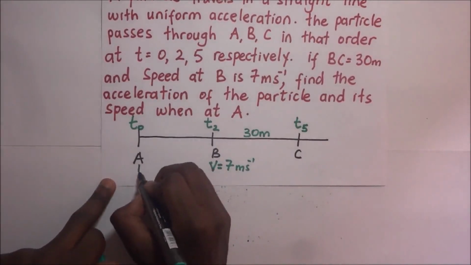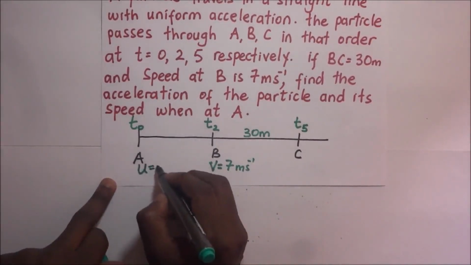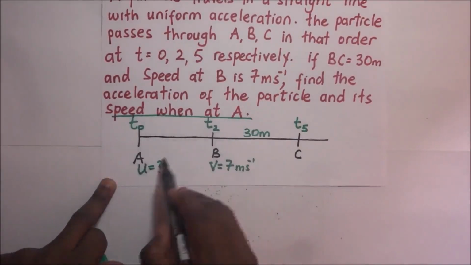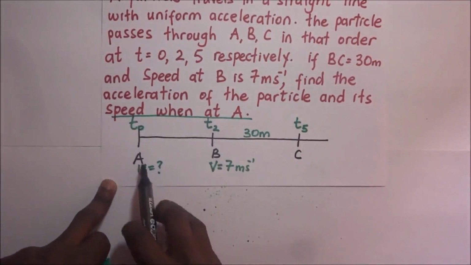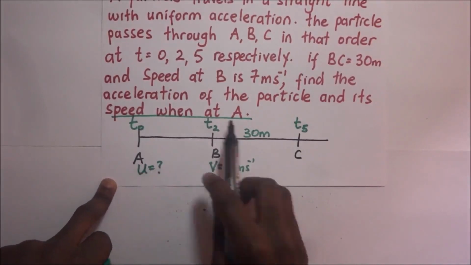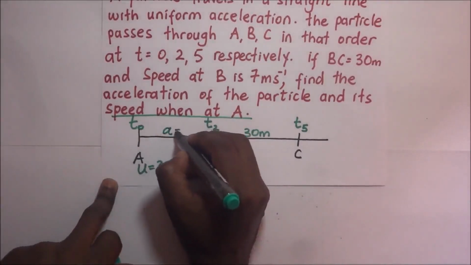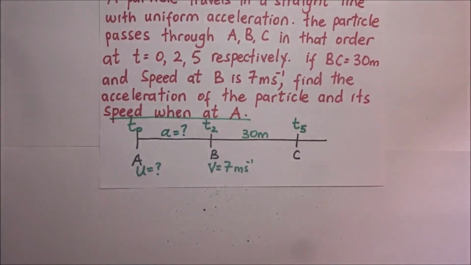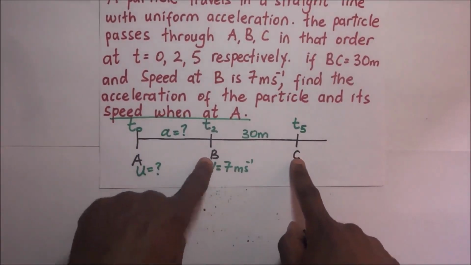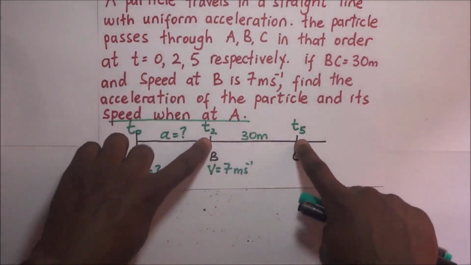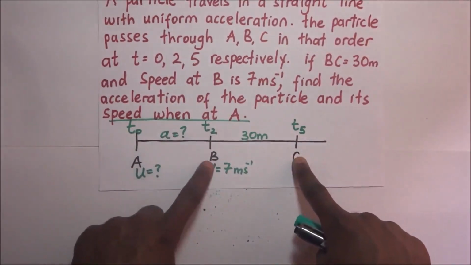So they want you to find the initial velocity, which is the speed at A. Of course, the speed at A is the initial velocity. They also want you to find the acceleration of the particle. Now, already in some part of our information, we've been told that between B and C, the object covers 30 meters. So we can use this to find our value of a, the acceleration.